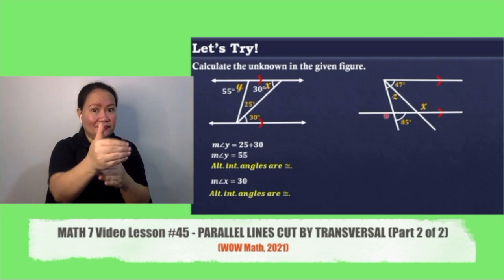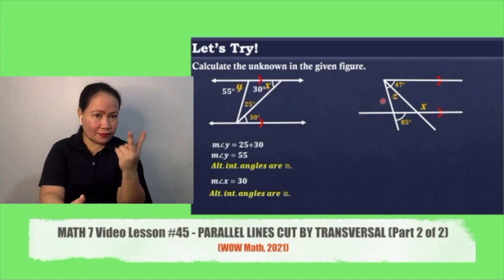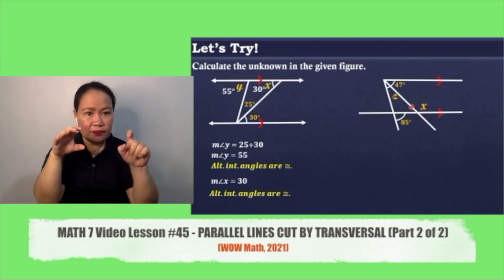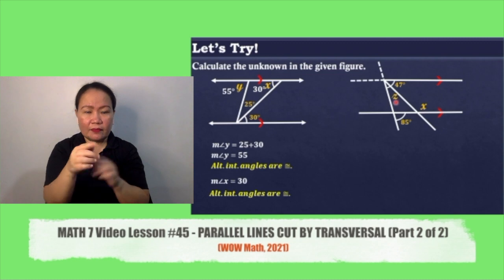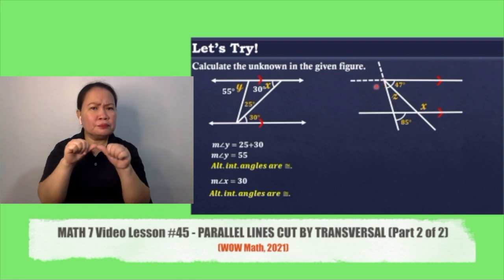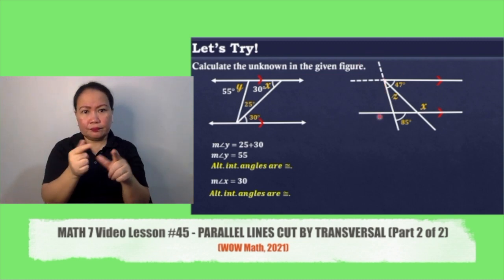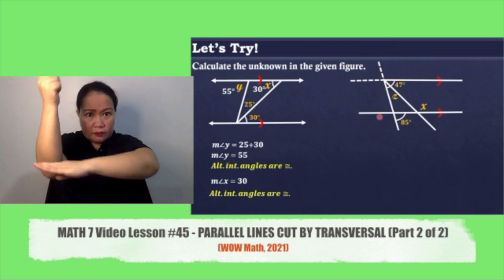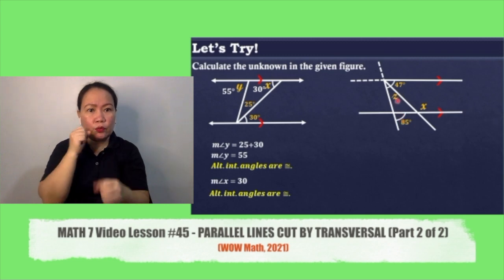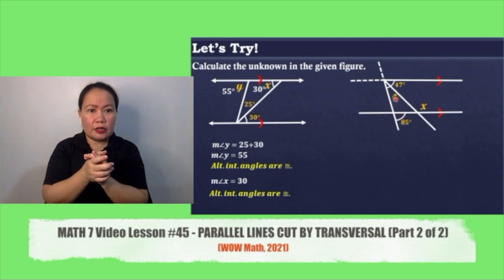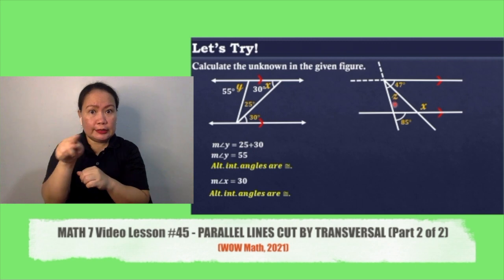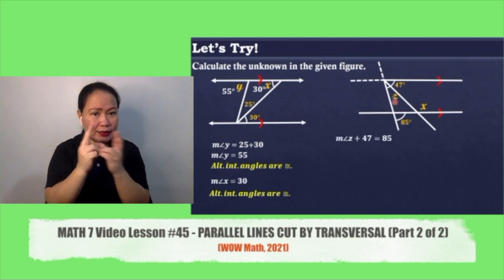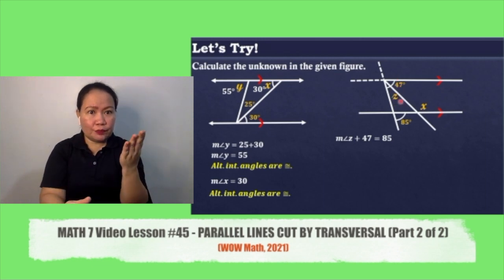Okay? Next. So, in this figure, we have the unknown. We are asked to find the unknown value of X and Z. Okay? So, pwede mo yan i-extend. Pwede nyo i-extend yung mga lines na yan kung nalilito kayo sa kung asan yung transversal. So, focus muna tayo dito sa angle Z. Okay? So, your angle Z is anong relationship niya dito sa 47 at 85.